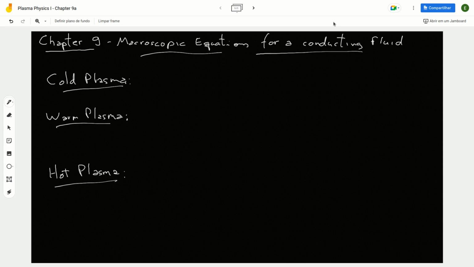This is a chapter on microscopic equations for conducting fluid, and I'm going to start talking about the end of Chapter 8. In Chapter 8 there was this discussion about cold plasmas, warm plasmas, and hot plasmas. This is the way we're going to approach these definitions: based on the sets of equations that we're going to use to describe those plasmas.